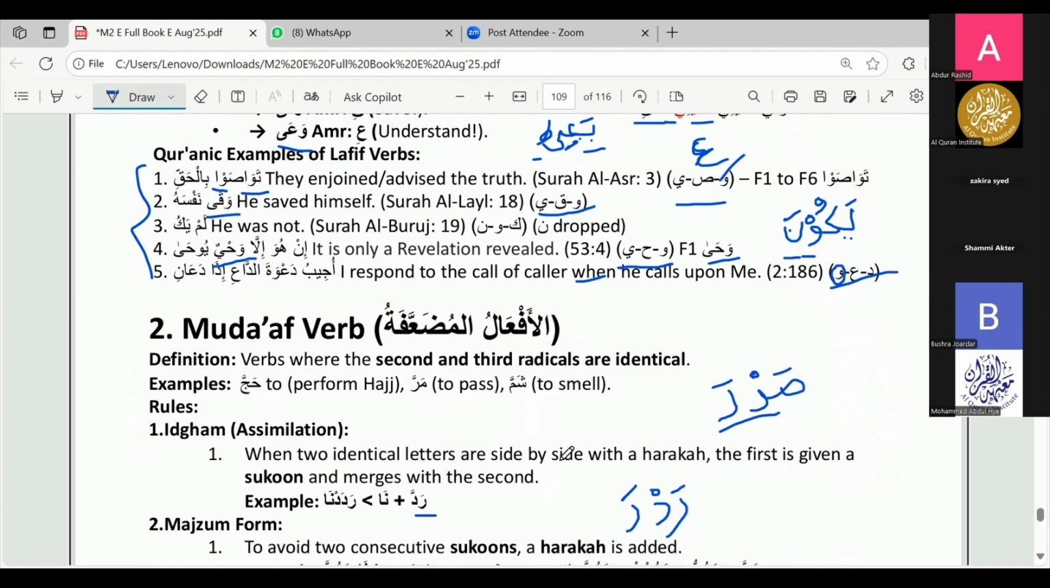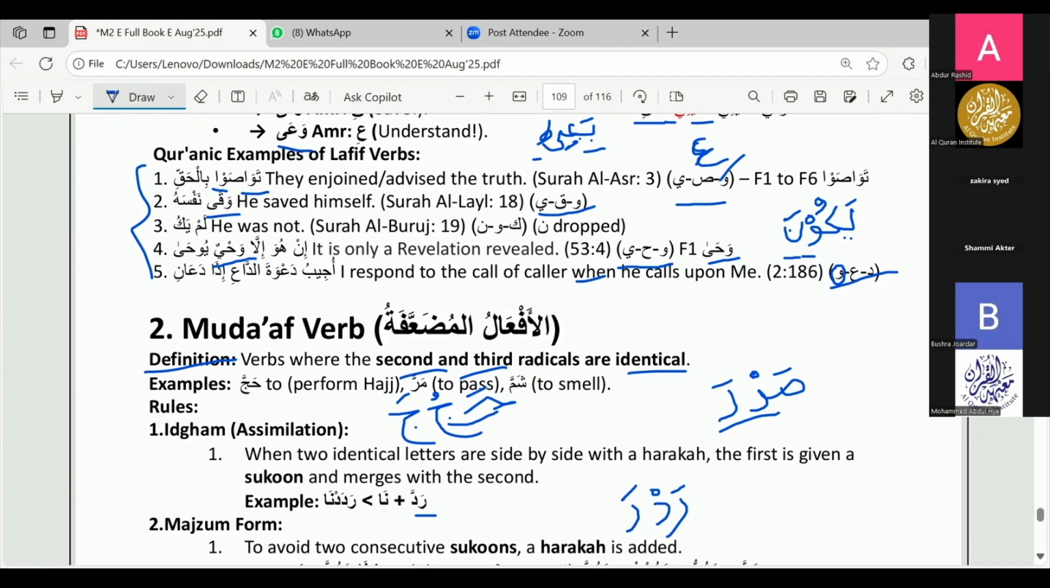So now, the next rule, we'll be learning about the mudaf verb. The definition of this is when the second and third radicals are identical, meaning they are the same. For example, hajja. Here the first one has sukun, the second one has fatha. These two letters are the same, so they are identical. So when the second and third radicals are identical and look similar, then it is a mudaf verb. This is the definition of the mudaf verb.